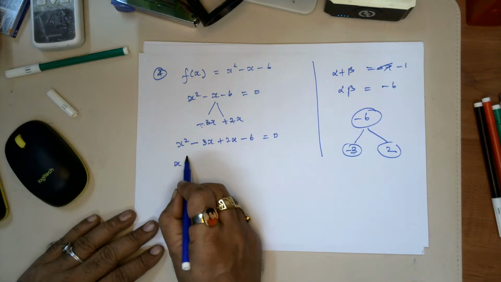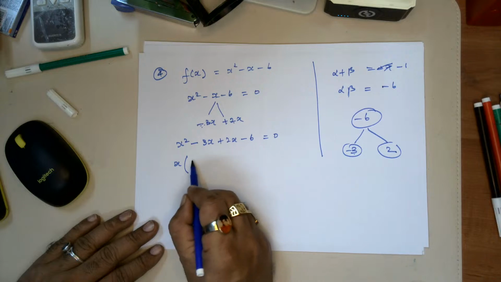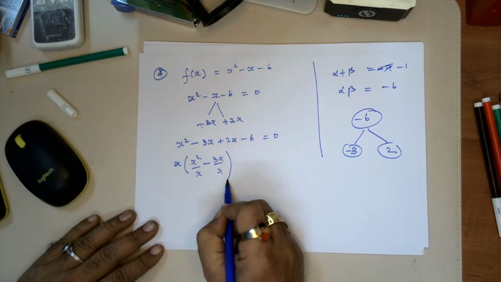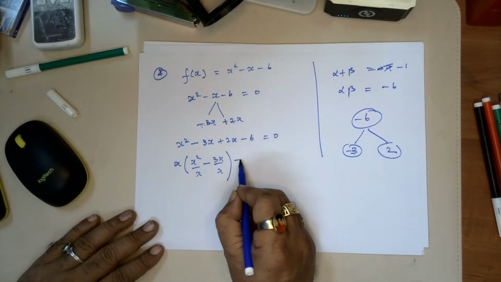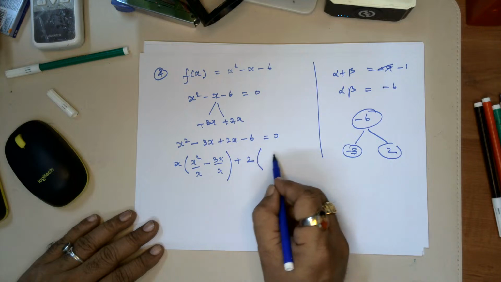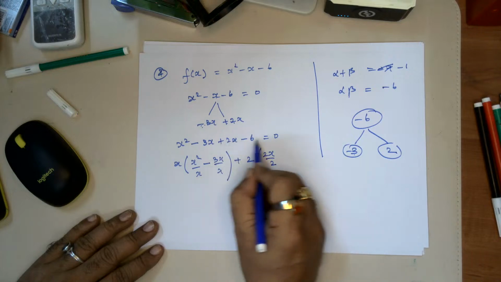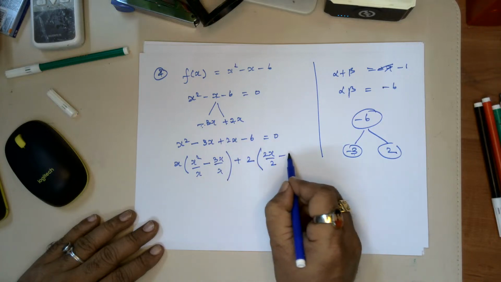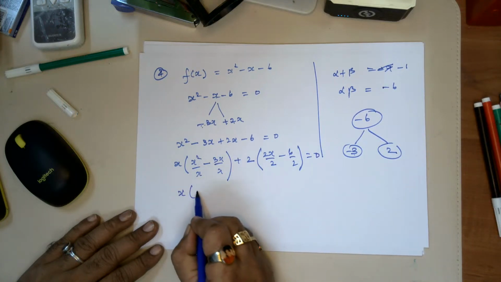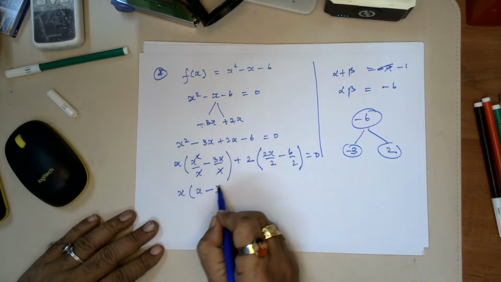So, x being common, we can take it outside the bracket. It means you are dividing by x, that is x squared by x minus 3x by x. Similarly, which is common here? Plus 2, that is common. So 2 into, open the bracket, 2x by 2. When you take outside the 2, you have to divide by 2. 6 by 2 is equal to 0. So x into x minus 3, is it not? So x squared by x, so x minus 3.